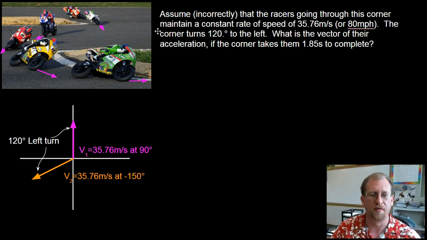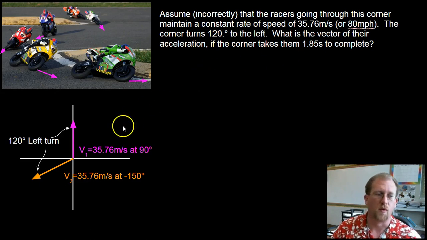Okay, so they are doing about 80 miles per hour or 35.76 meters per second. Okay, and they make a 120-degree left turn. What's the vector of the acceleration if the corner takes them 1.85 seconds to complete?